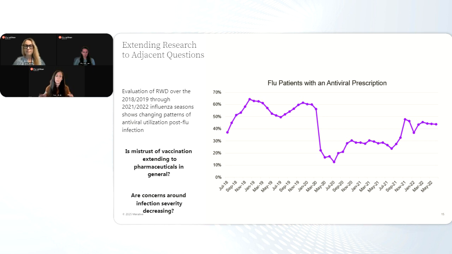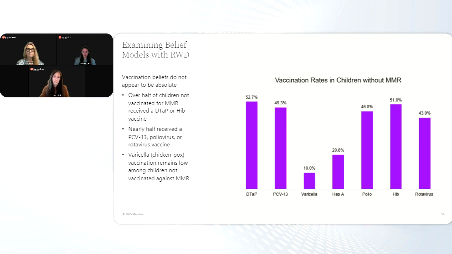And this allows us to ask questions around, is mistrust of vaccination extending to other pharmaceuticals? We might be seeing that in other areas. Getting back to Lisa's point about the concern about the risk of illnesses, are people saying, yeah, they have flu, it's fine, we're not going to do anything about it? And that also has implications for other things that were mentioned around productivity and indirect costs of disease and societal impacts.